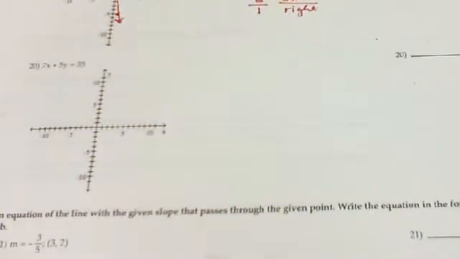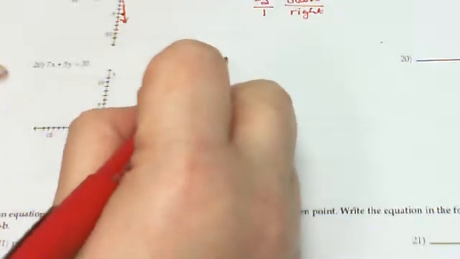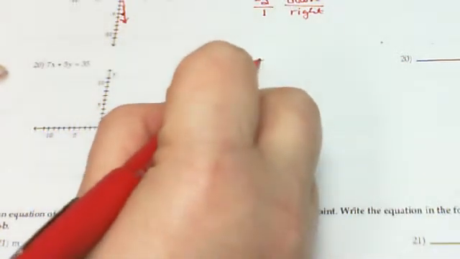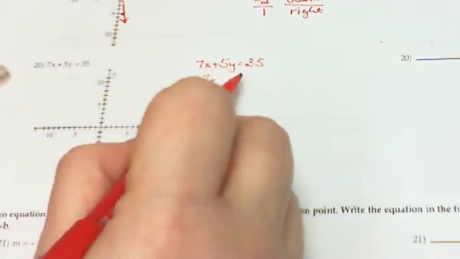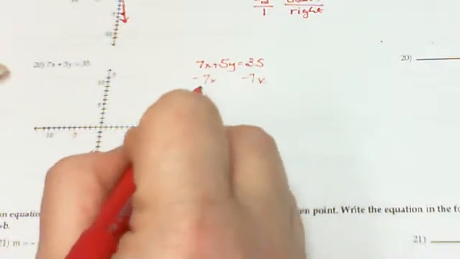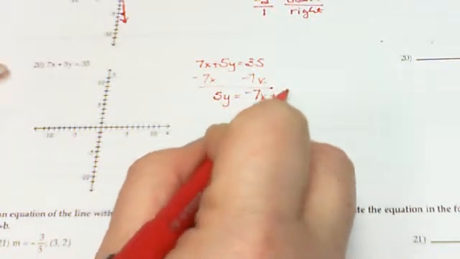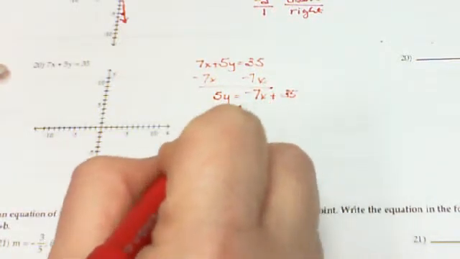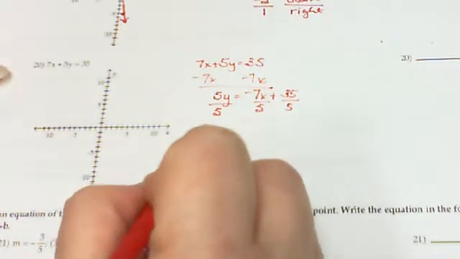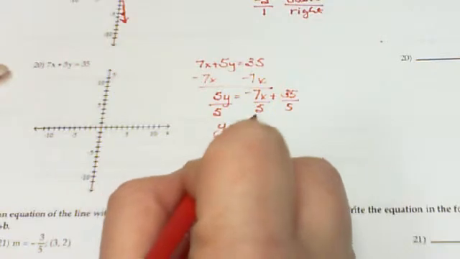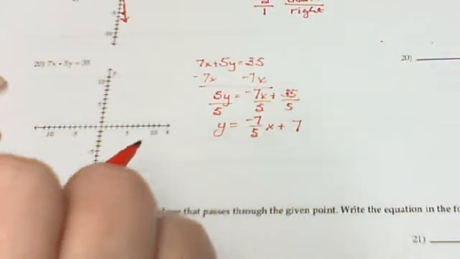For the next one, they want us to do the exact same thing. This time they gave us 7x plus 5y is equal to 35. So I need to subtract 7x from both sides. And you get that 5y is equal to negative 7x plus 35. Once again, they are not like terms, so we can't combine them. Got to get the y by itself, so I'm going to divide everything by 5. And get that y is equal to negative 7 over 5x plus 7, because 5 goes into 35 7 times.